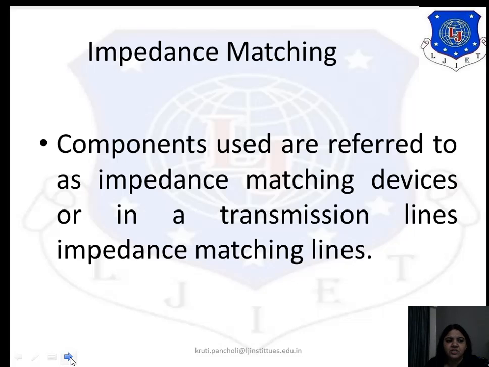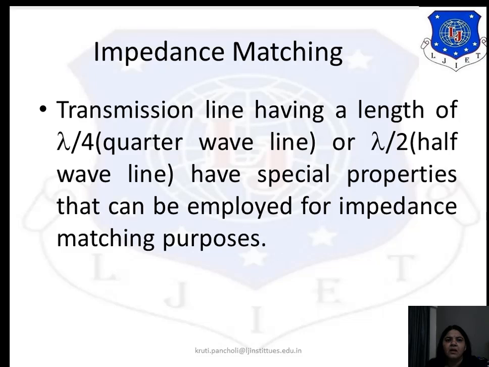That is why impedance matching is a very important task while studying microwave engineering. Generally the signal source has a fixed impedance, and impedance matching is used for reducing reflections. A transmission line having a length of lambda by 4, a quarter wave line, or lambda by 2, a half wave line, has special properties that can be employed for impedance matching.